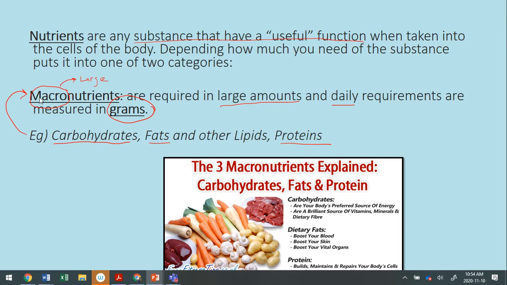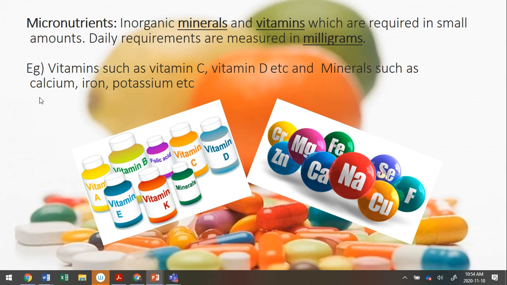Does anyone know what the prefix for little is? If macro is large, what's little? Does anyone know? Micro, right. There you go. You guys are getting the hang of it already. So micronutrients are nutrients that we need in small amounts each day. This is usually measured in milligrams or even micrograms.